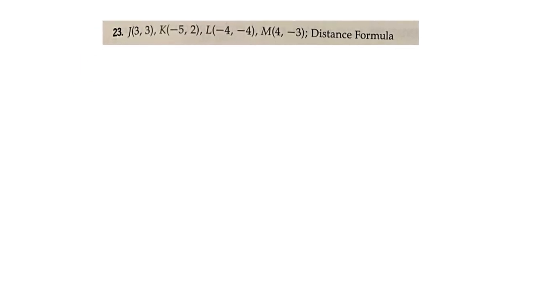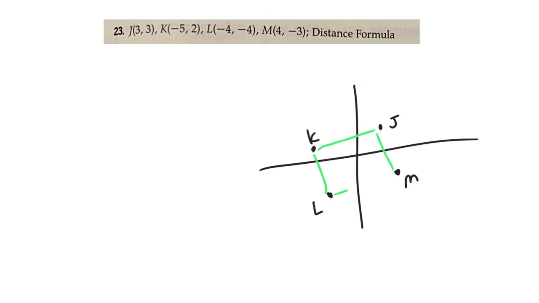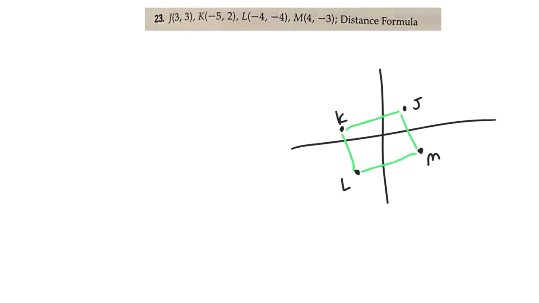We want to see if that's a rectangle using the distance formula. So J would be at 3, which is here. K would be at negative 5, comma 2, which would be around there. L would be negative 4, which would be down there. And then finally, M would be at 4, comma negative 3, which would be around there. Looks a bit like a rectangle. And they want you to prove whether or not this is a rectangle using the distance formula.